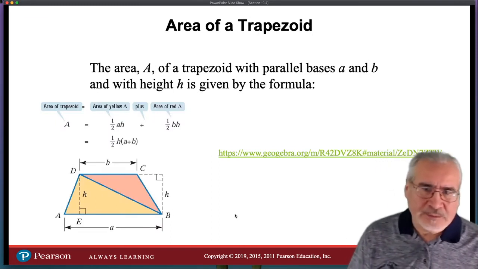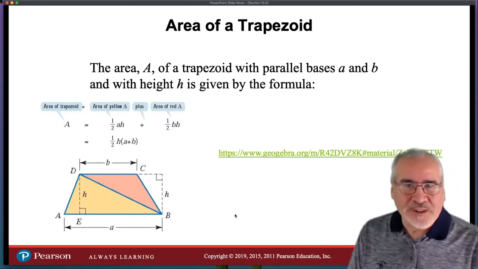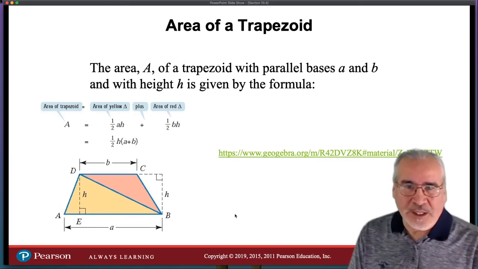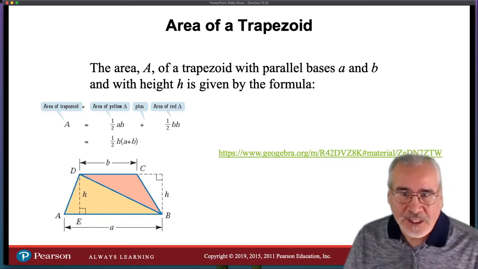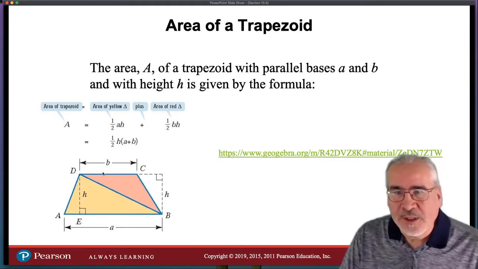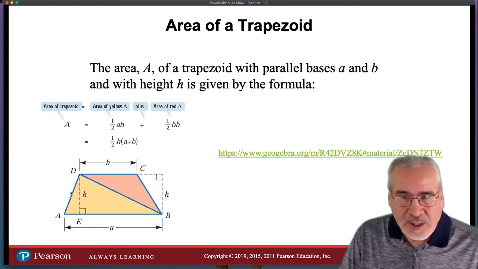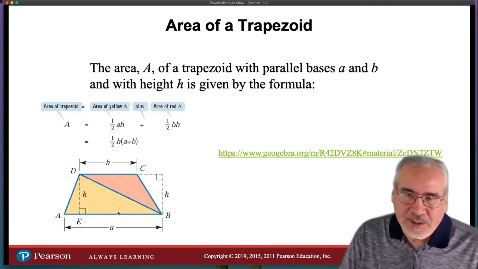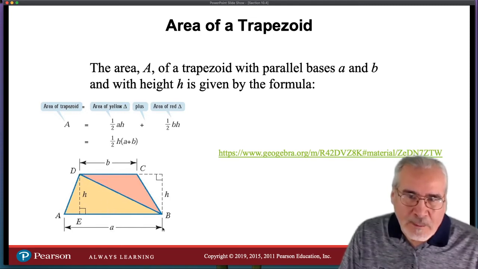Our last straight sort of polygon is a trapezoid. We're then going to get into circles, so that's what I was making here. With the trapezoid, it's got 2 parallel sides and 2 sides that are not parallel. And so what you can do is you can make 2 triangles out of it.